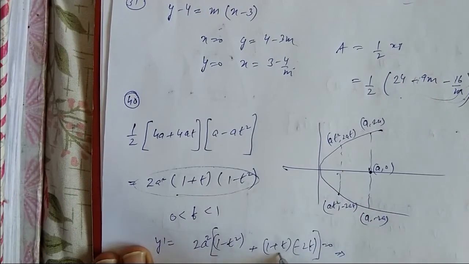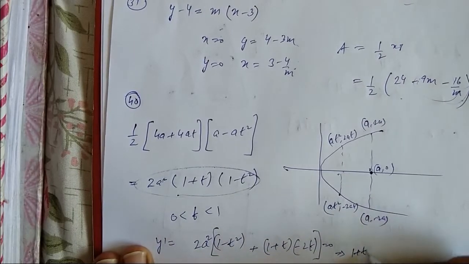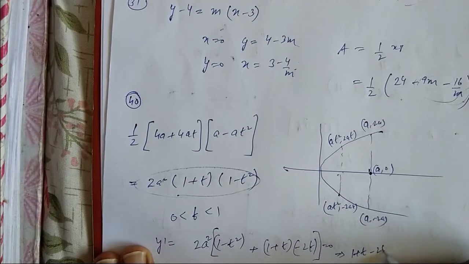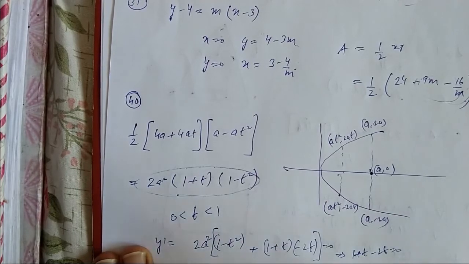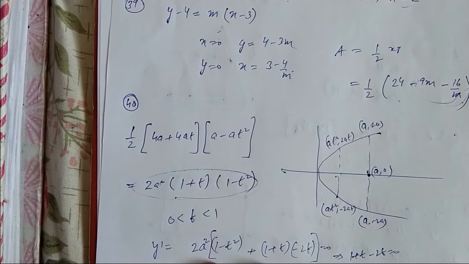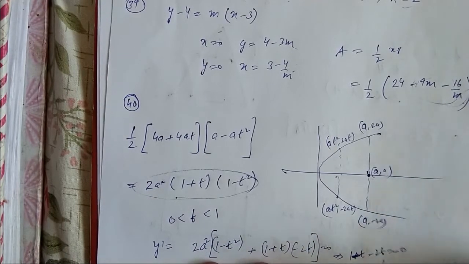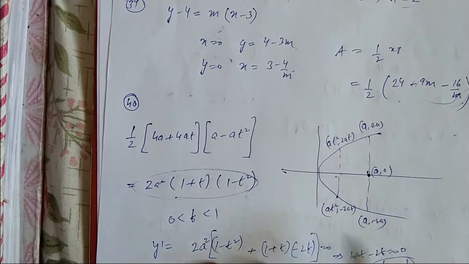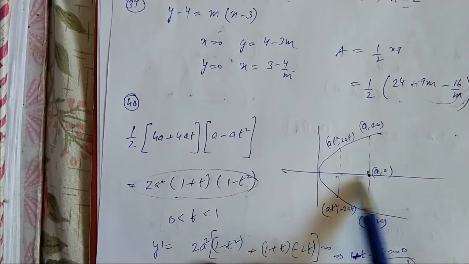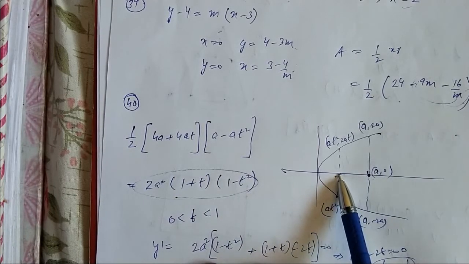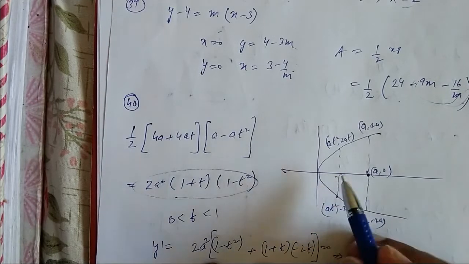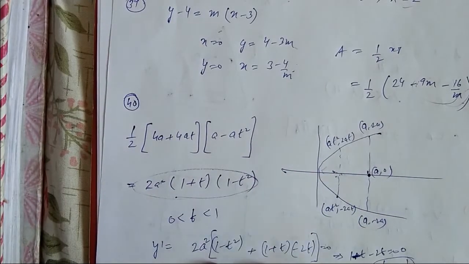t cannot be equal to minus 1, so 1 plus t minus 2t is equal to 0. So this would be 1 minus 3t is equal to 0, and hence t is equal to 1 by 3. Okay, so if t is 1 by 3, the distance between these two lines would be a minus at², which is a minus a by 9. So this distance would be a by 9. Okay, moving on to the next question, question number 41.